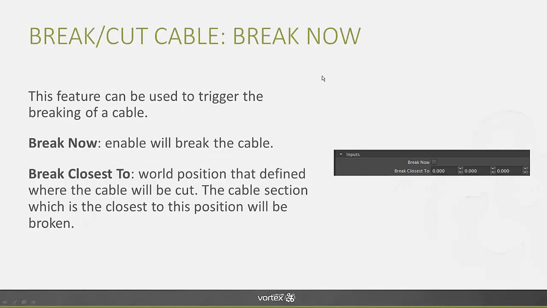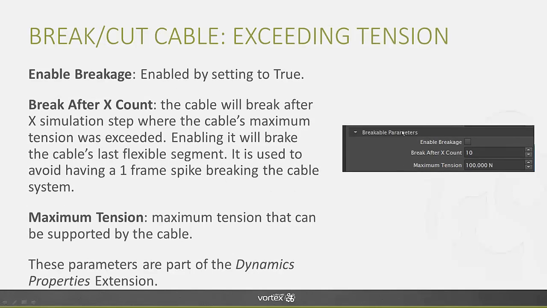The break cut cable feature can be used to trigger the breaking of a cable. Now, this was in the input. I've covered the break now and break closest to already. There's another section in the breakable parameter that allows you to have a break if there is too much tension on the cable. If this box is enabled, the cable will break once this maximum tension is exceeded. It's only exceeded if the tension is above this number for this number of steps in the simulation. So this allows you to avoid having spikes in the tension that break the cable system when you don't want it to. These are part of the dynamic property extension.